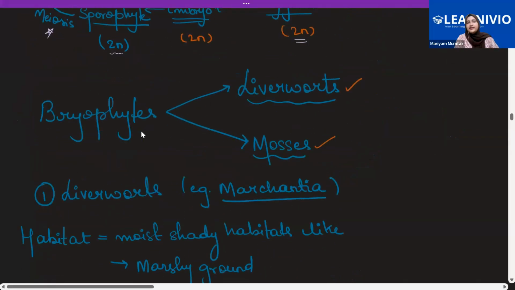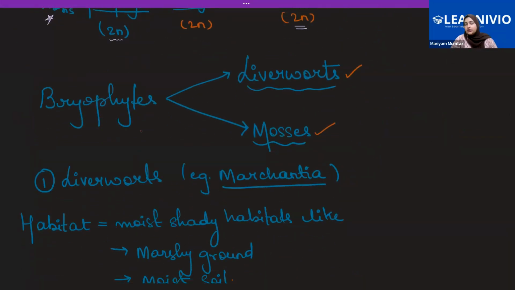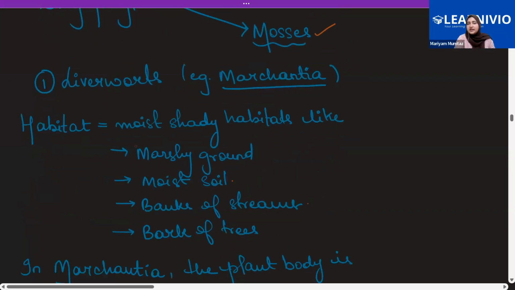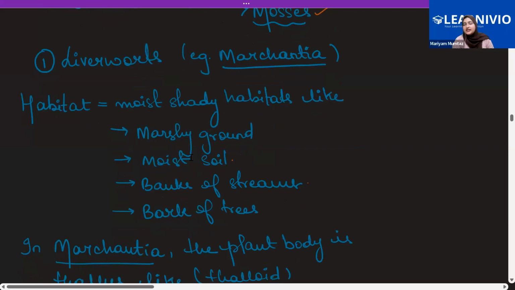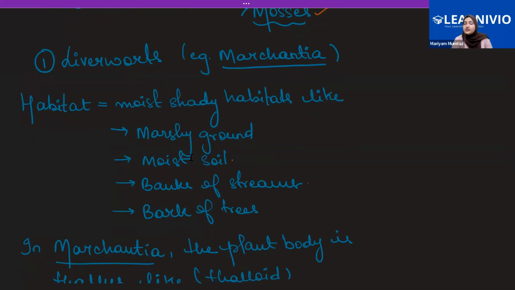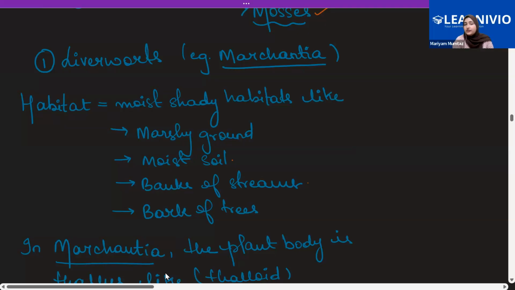Furthermore, the bryophytes are of two types, liverworts and mosses. These are the types of bryophytes. Now, liverworts, the best example of it is Marchantia. They are found in moist habitats such as marshy ground, moist soil, the banks of the streams, and even on the barks of trees. They are found in all of these places.